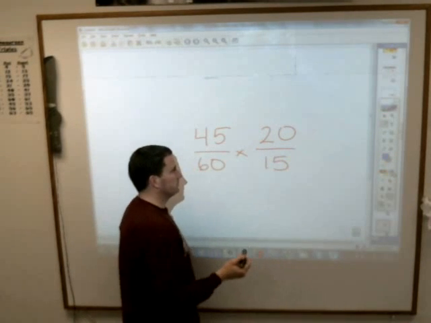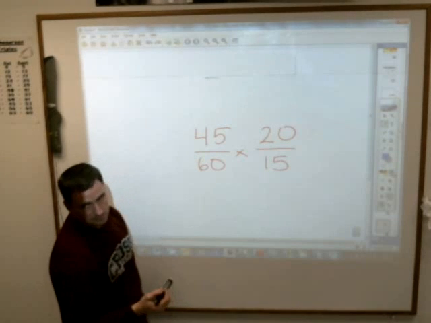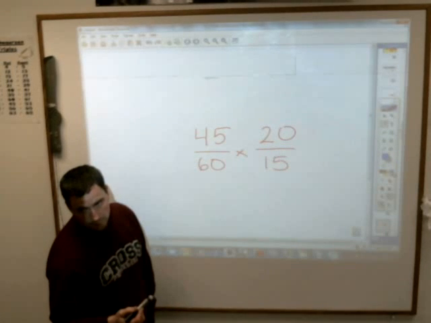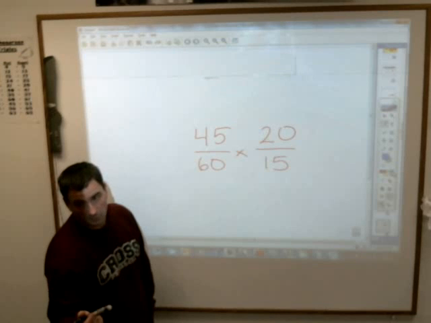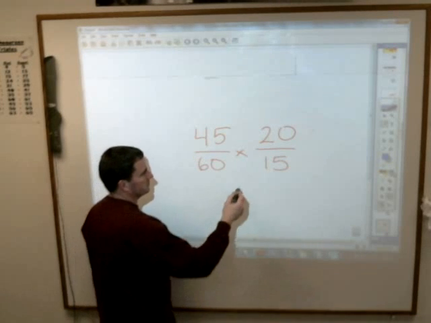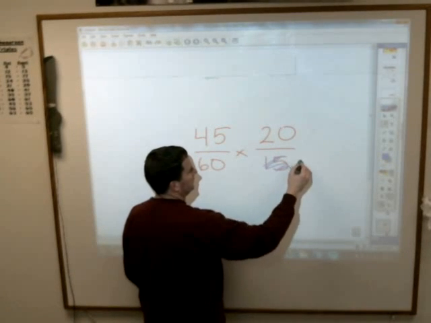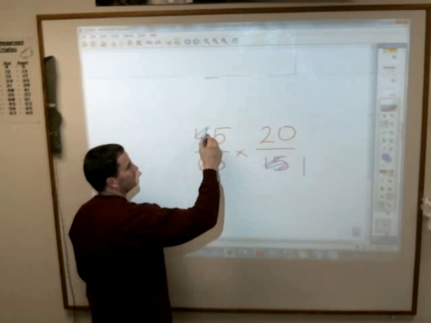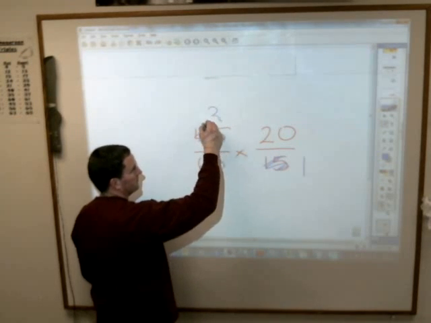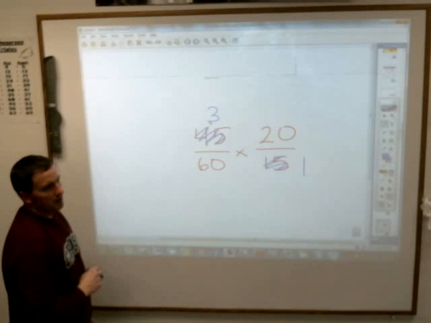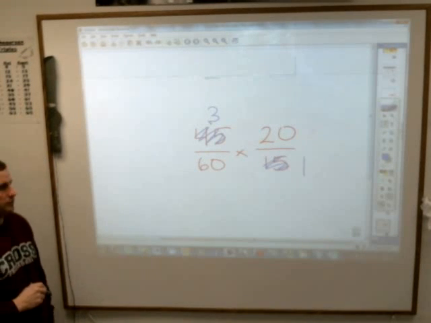You divide 45 by 15. How many times does 15 go into 45? 3 times. So you could say, okay, 15 divided by 15 is 1, 45 divided by 15 is 3. And those are the new numbers you can use. What else could I do there? Colton?